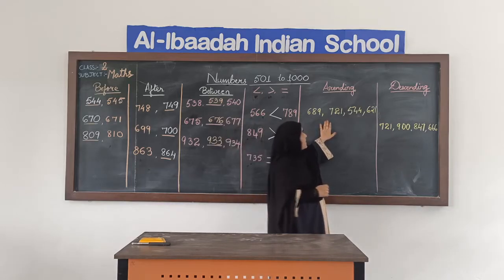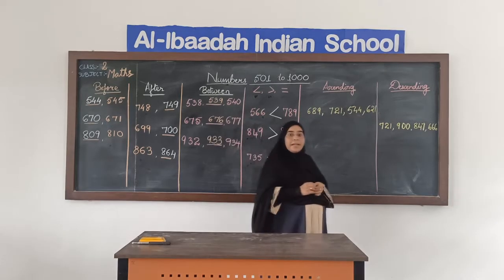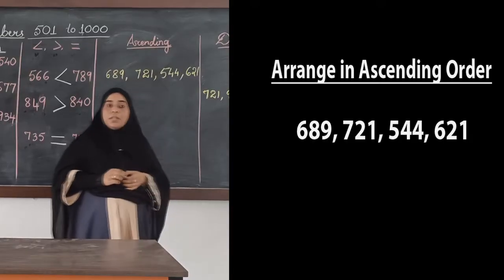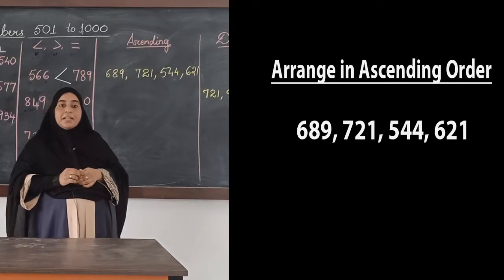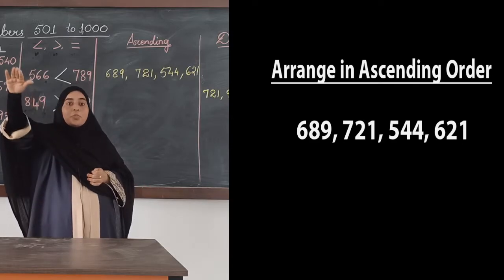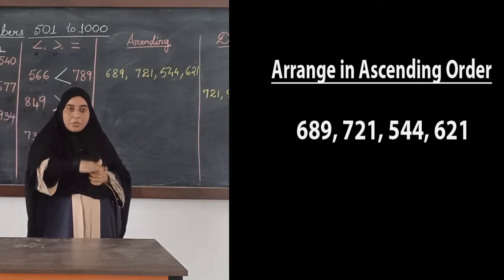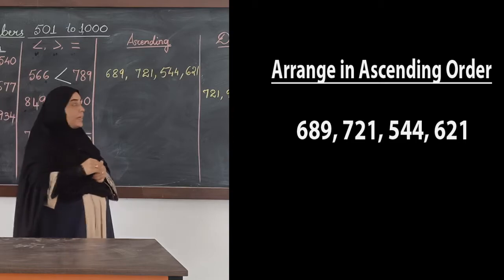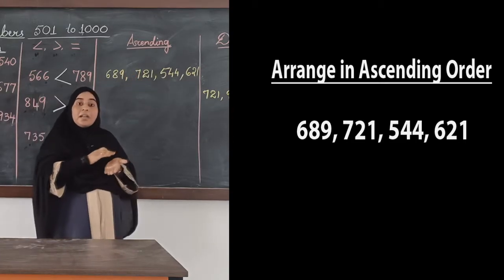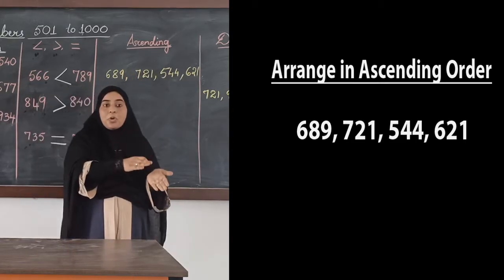Now next we have ascending order. What do we mean by ascending order? Have you heard this word, ascending? Ascending means from small to big. Okay, from small to big. Now here in ascending order we are going to arrange the numbers from small to big.